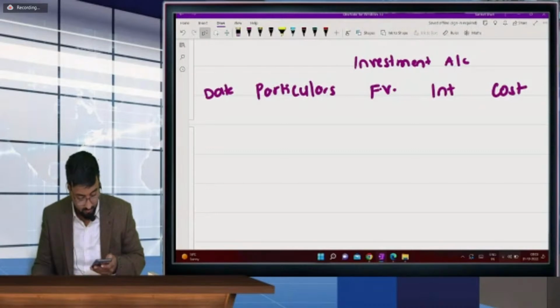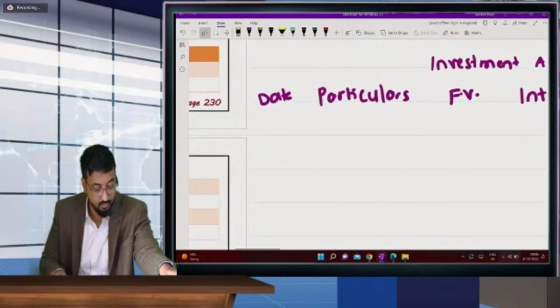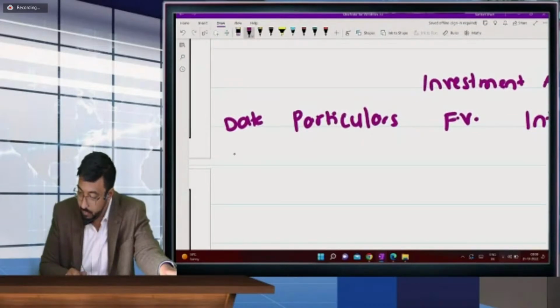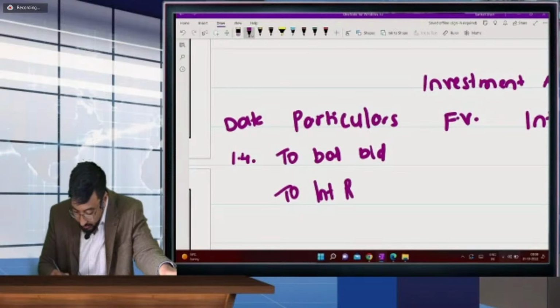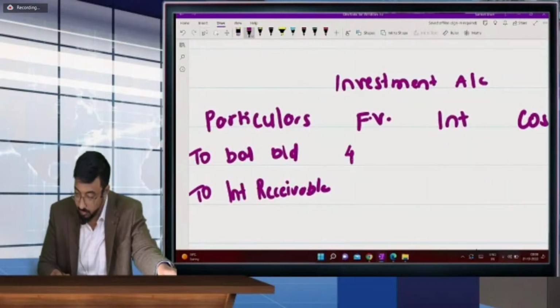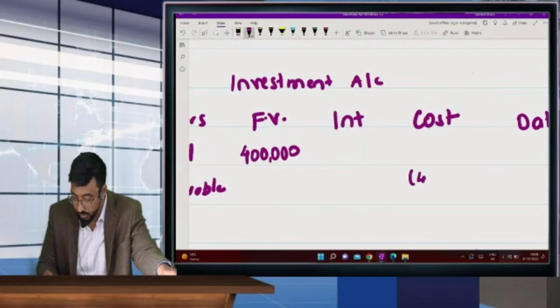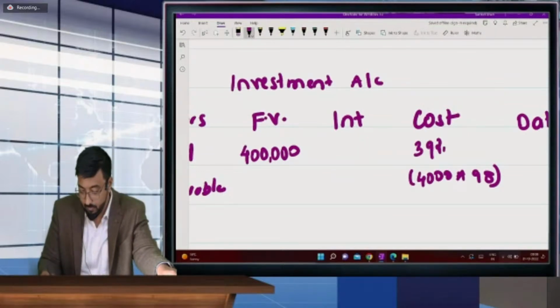चलिए, ओके. Date, first April, to balance brought down and to interest receivable. 4,000 means 100 rupees के हिसाब से 4 lakhs, 4,000 into 98, 3,90,000.